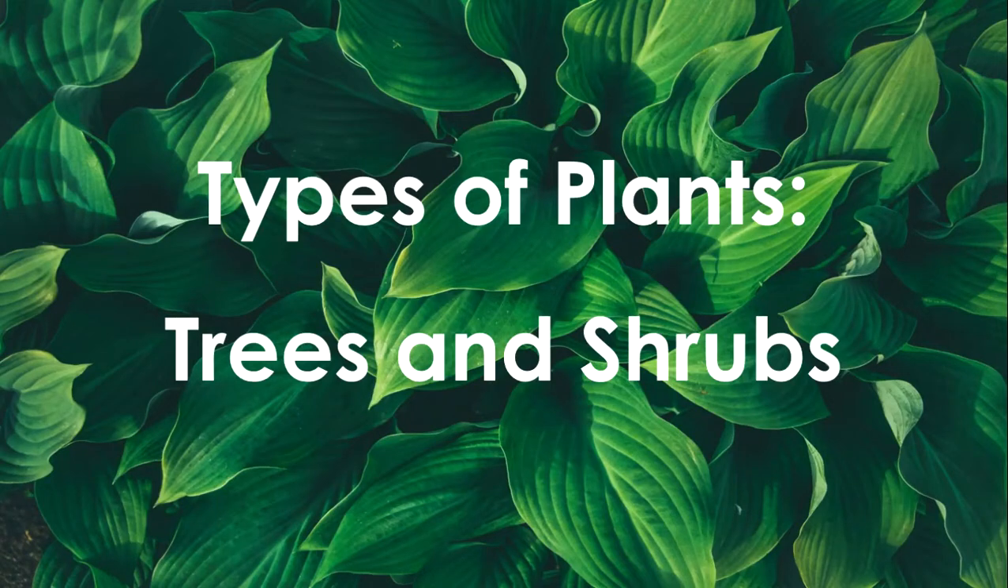Now that is the end for today's lesson on types of plants, trees, and shrubs. I hope that you learned something new today and that you are able to identify trees and shrubs in your environment. So go outside, take a look around, and tell your mom, your granny, auntie, daddy, whoever, uncle, that this one is a tree because it has this, and this is a shrub because it looks like this, okay?